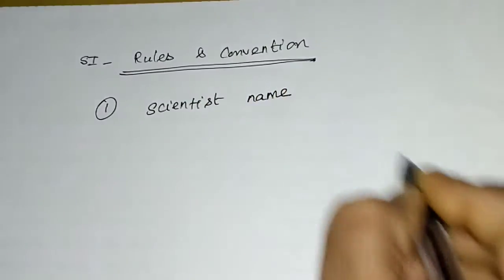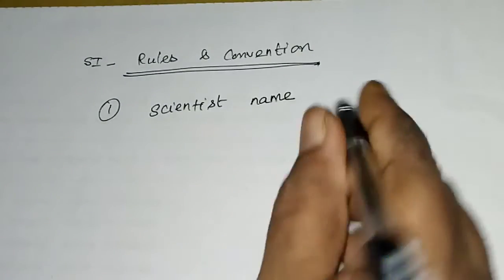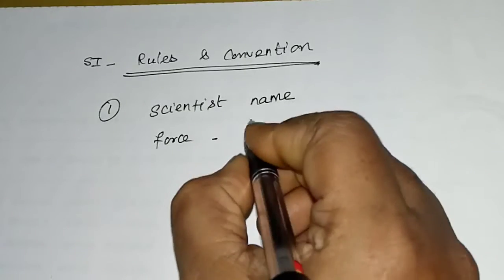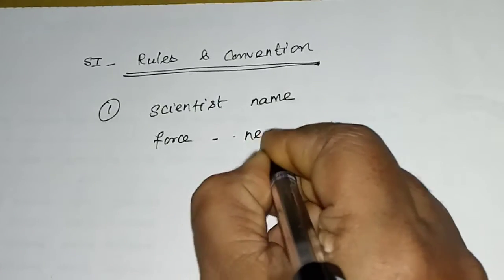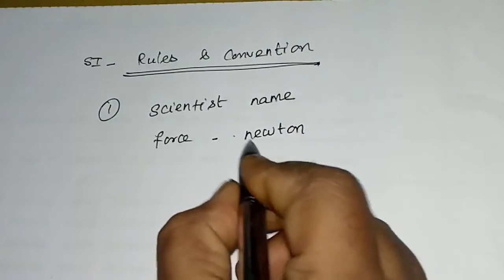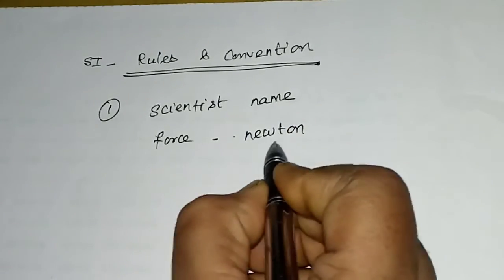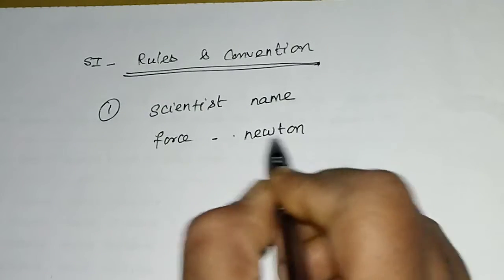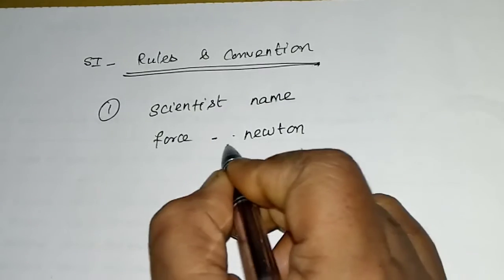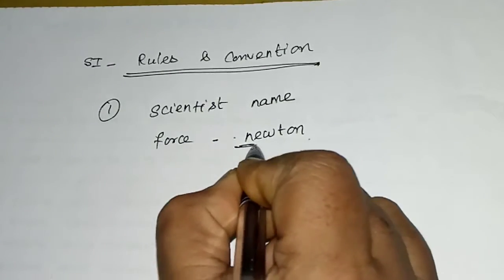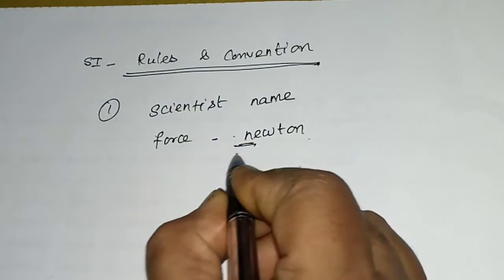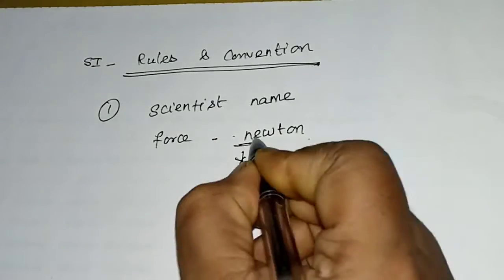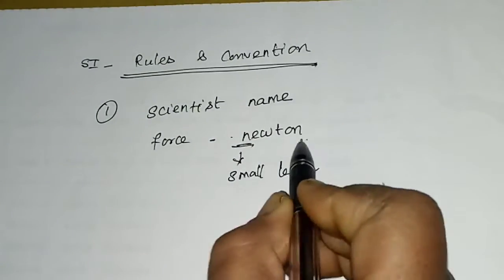If the unit is a scientist's name, for example, force is a physical quantity measured by the unit called Newton. Newton is the name of a scientist but used as a unit. For a unit which is a scientist's name, when you write the full name, the first letter should not be in capital. It should be in small letter. We should not write it in capital letter if you write the full name.